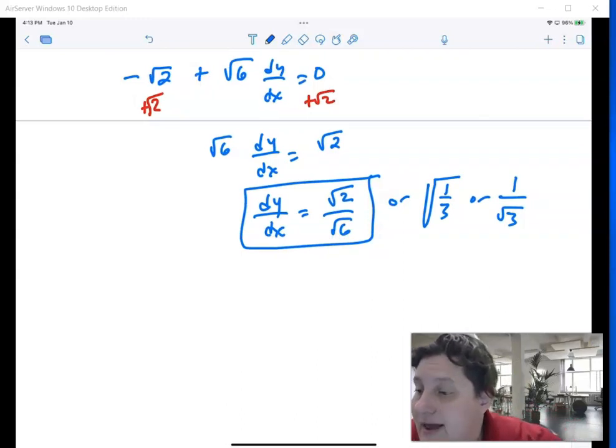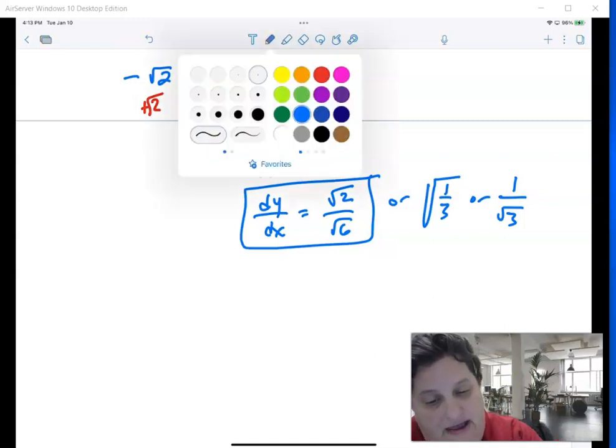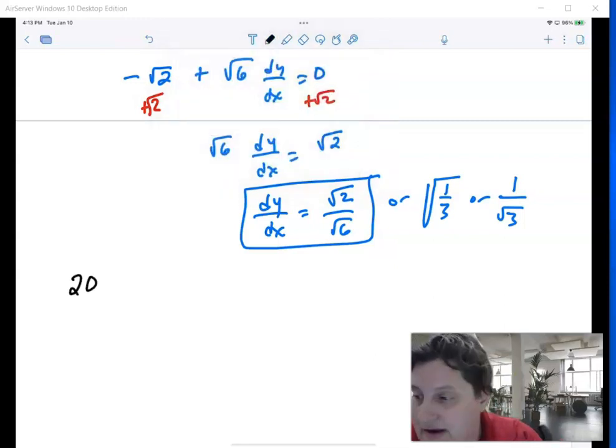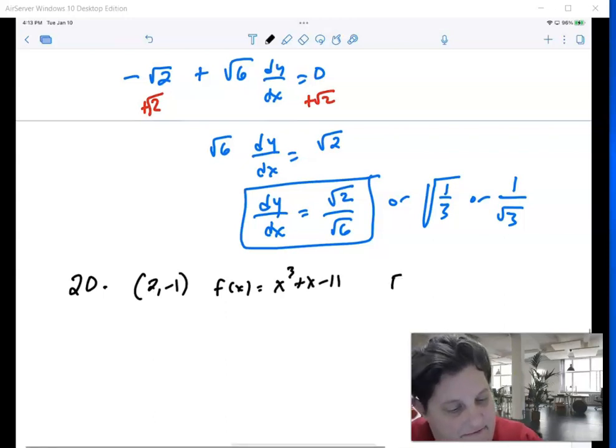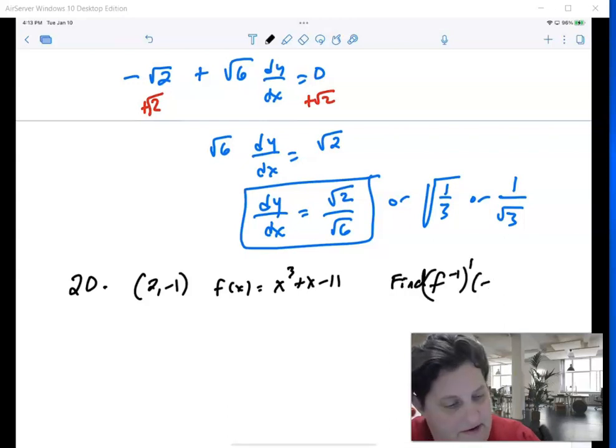Alright, nice. Okay, guys, fun inverse questions. We did this stuff today, and I think you really got it in class. So let's see. You're given the point (2, negative 1) is a point on the graph of f of x equals x cubed plus x minus 11. Find f inverse prime of negative 1.